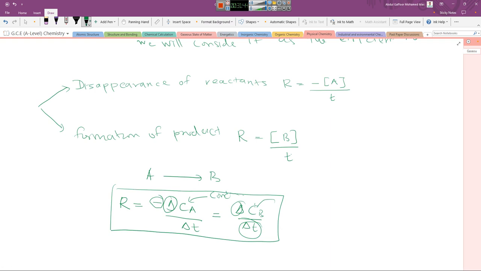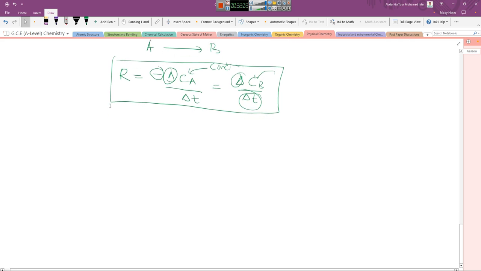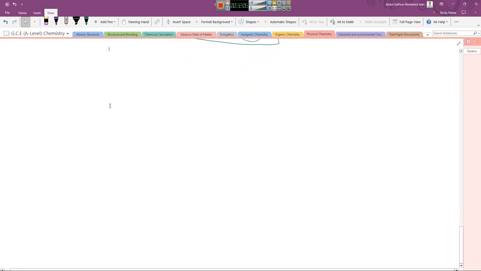And now we have to study the relationship between reaction rate and stoichiometry. But before that, as I mentioned in the beginning of the video, we have to classify the chemical reactions based on the rate. After completing this portion, we will come to the relationship between stoichiometry and the rate of reaction. Now put the heading: Classification of chemical reactions based on their rates.